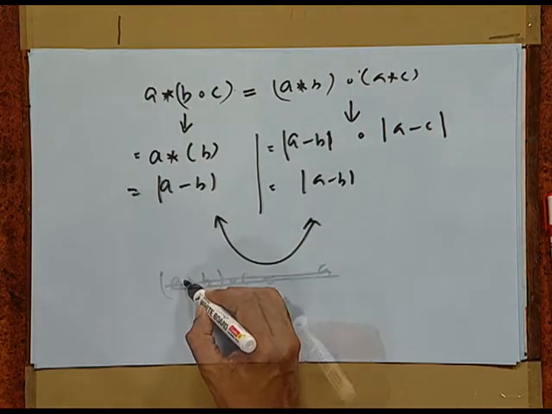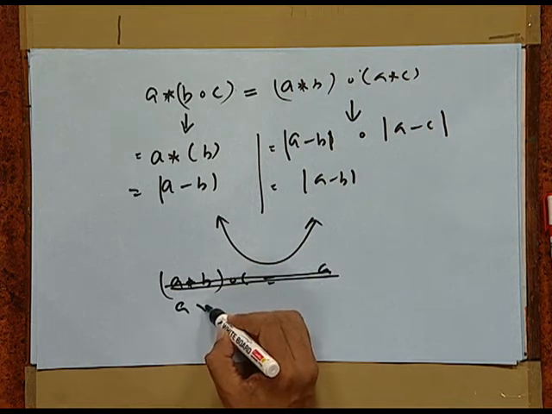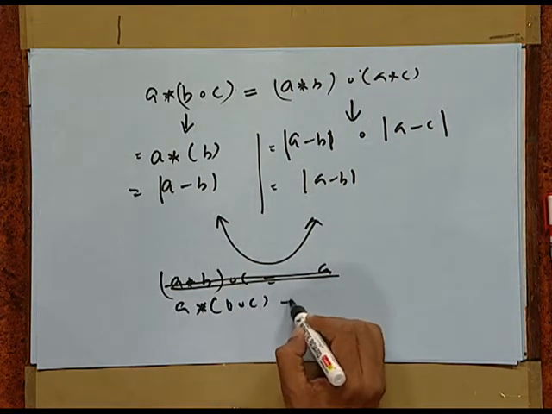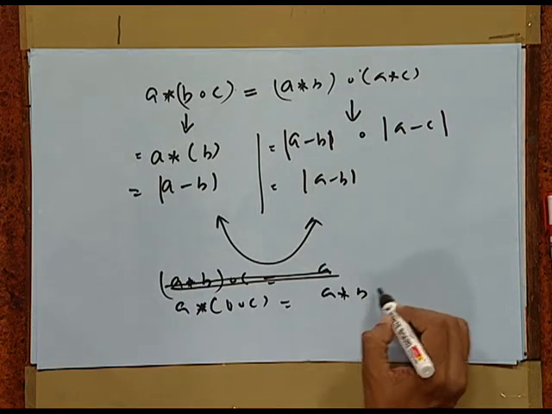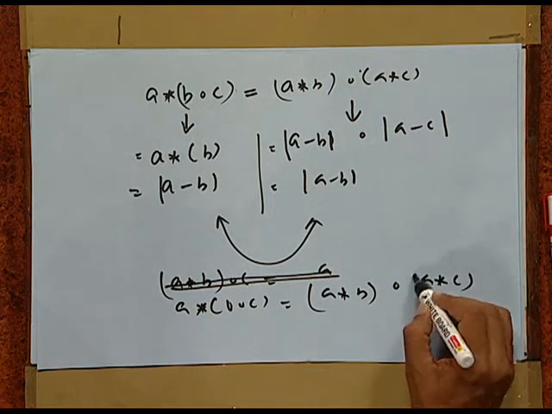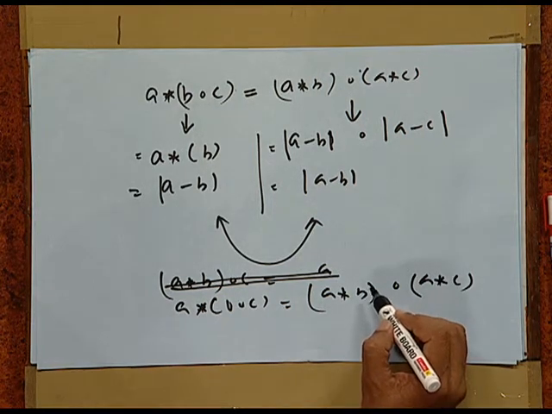So, you have A star (B O C) is (A star B) O (A star C). So it is distributive. But the reverse part is not true, that is O is not distributive over star, which can be verified easily.